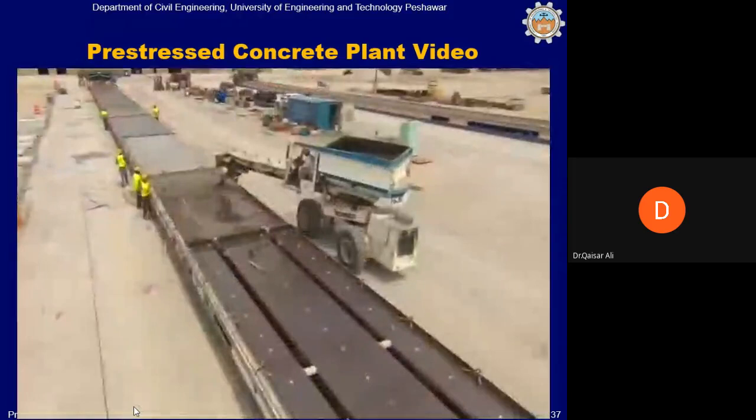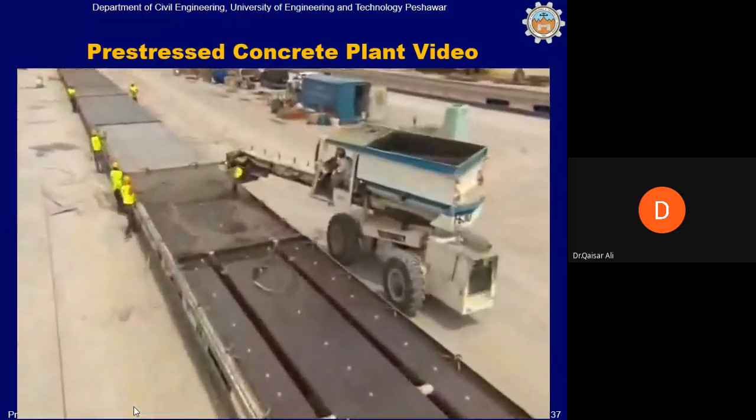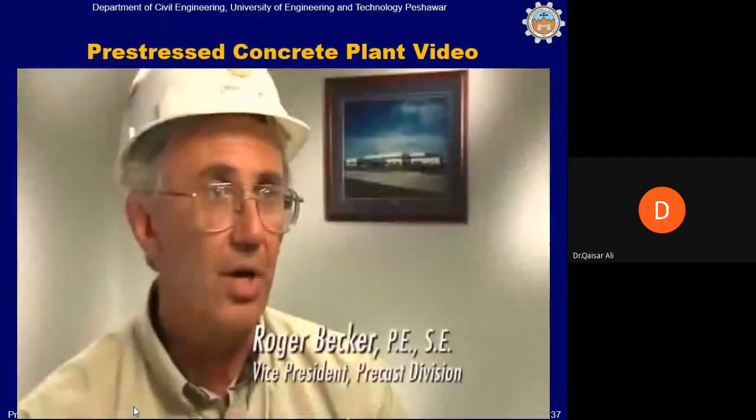There are many advantages in using this type of concrete. We do use self-consolidating concrete for our double T's. We feel that it gives us a better finish.